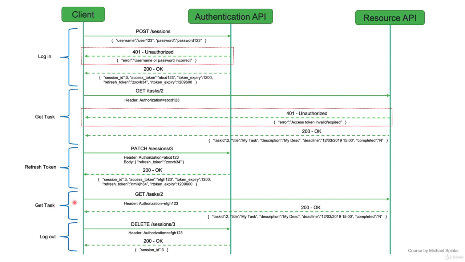So the client just plods along as normal. So get /tasks/2. However, this time you can see that the authorization token is the new one. So your resource API goes, okay, I know that's valid because I've just created it. So it returns the task back to the client.